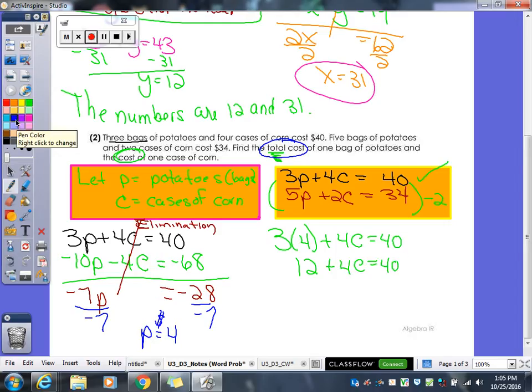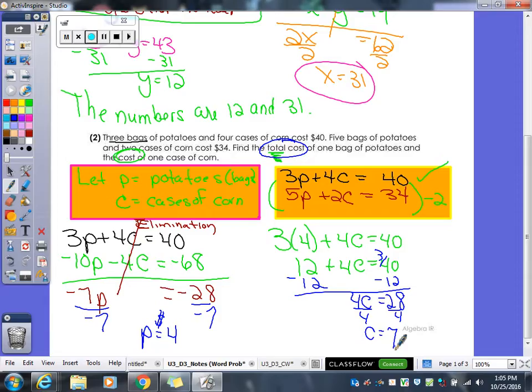Minus 12 from both sides. I get 4C equals 28. Divide by 4. And a case of corn costs $7.